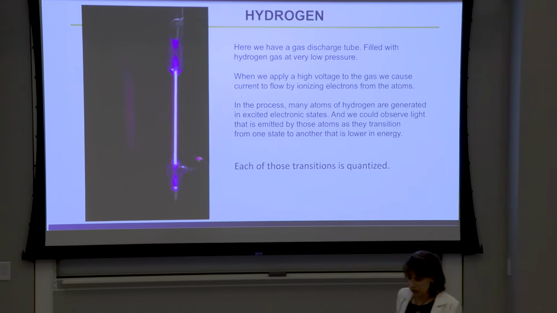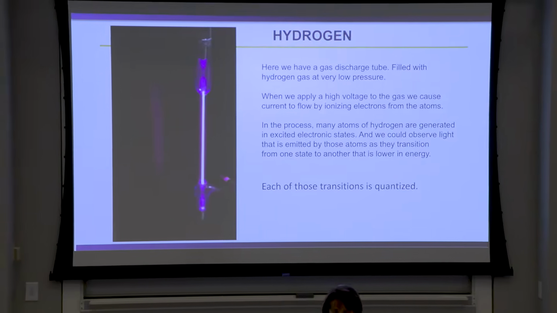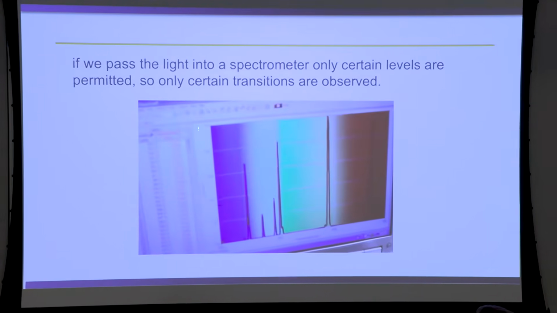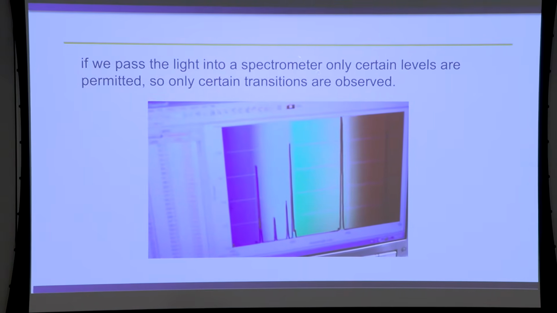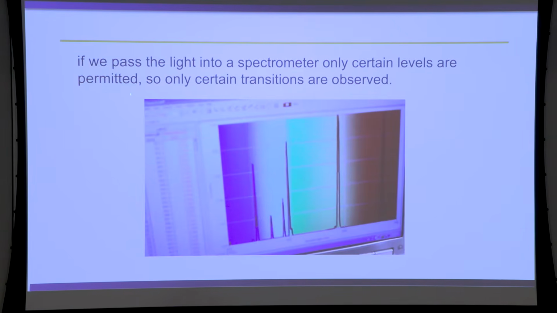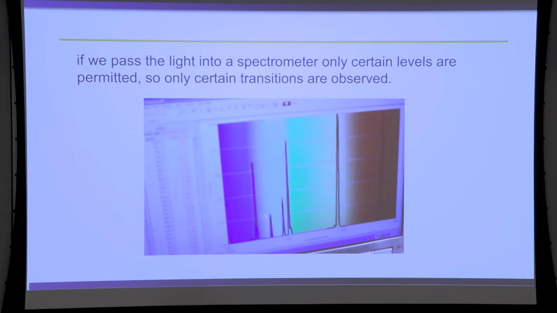So each transition is quantized, and if we pass the light into the spectrometer, only certain levels are permitted. So what you see, this is a spectrum, not a great image, sorry, that you can see that the hydrogen, once it is excited and then decays, only some of those are allowed. Okay? It's like a quantization of energy. So you don't have a continuous spectrum, but only discrete.